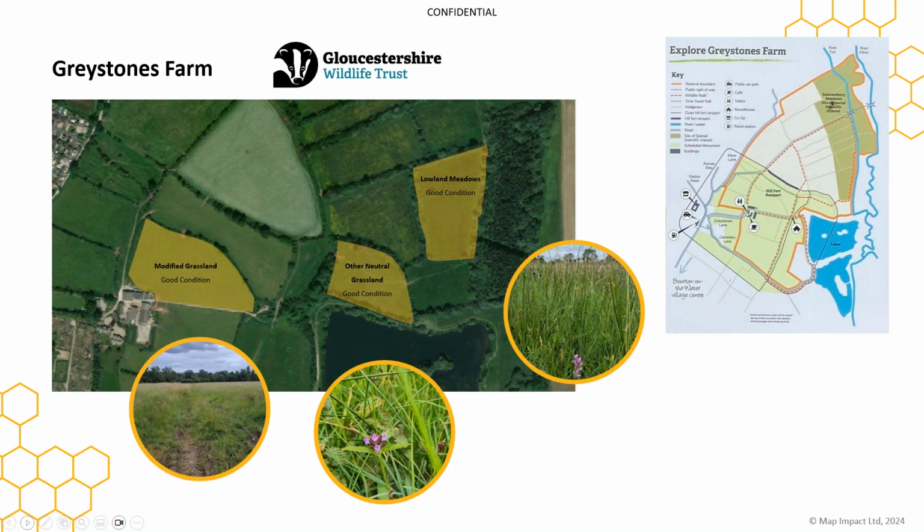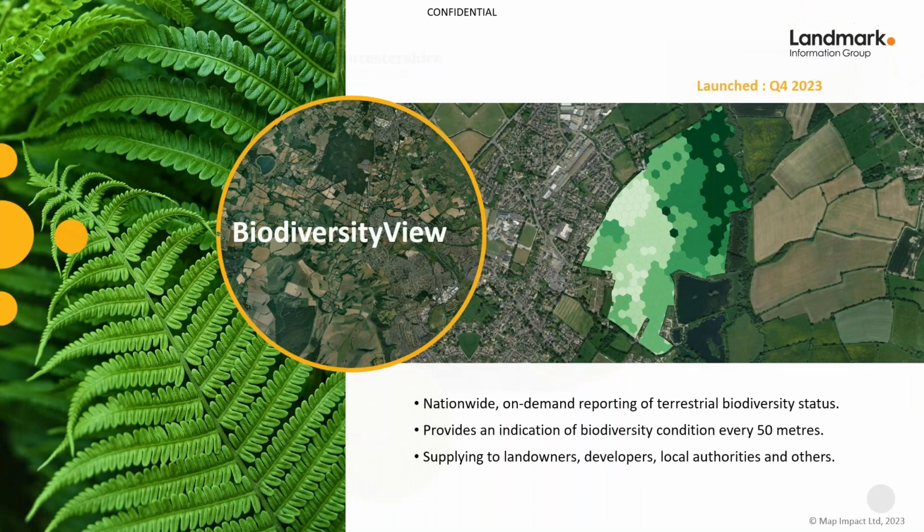So if we move on to the next slide. The foundation of what Map Impact have provided is a product called Biodiversity View. This is a nationwide data set that we've produced. It contains an indication of biodiversity habitat and condition for every 50 metres across all of England. We're supplying it to a really wide range of stakeholders already, and we're very keen to get it into the hands of as many people as we can.